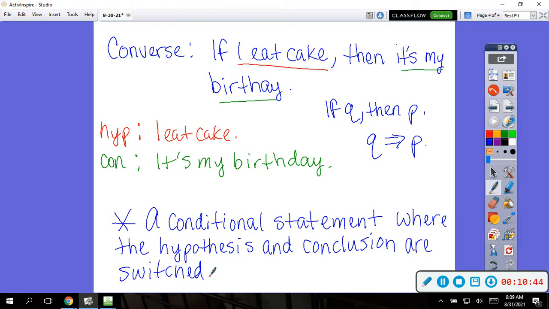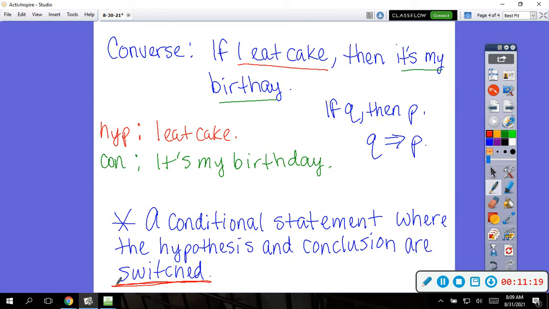Okay? So converses get switched. So keyword here, because I want y'all to have a way to tell the difference, because the next one and this one get confused a lot. So the converse, you switch them. Whatever your original statement was, whatever the order, the hypothesis and conclusion get switched. Everybody still writing this one?